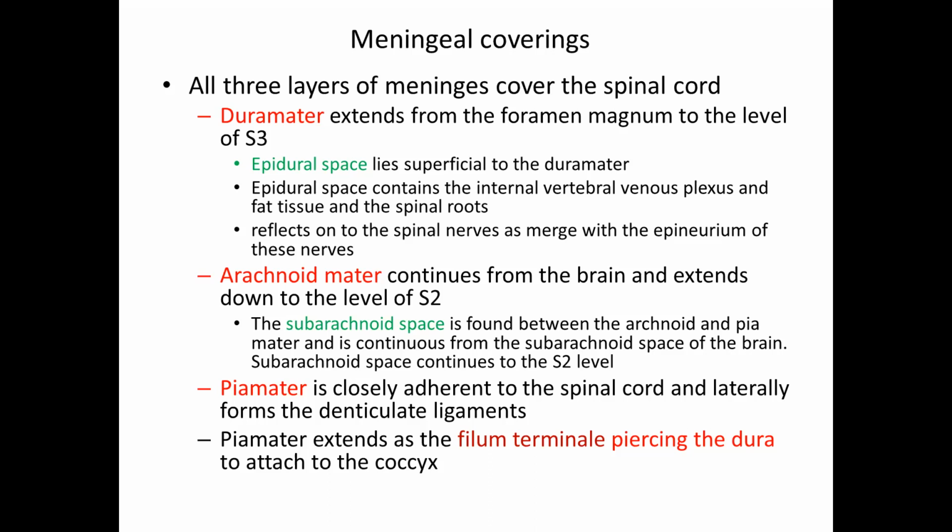Now, as you know, the pia mater is very closely adherent to the brain substance. Similarly, it is very closely adherent to the spinal cord, and it goes all the way down until the spinal cord finishes. It also forms what are called the denticulate ligaments, which attach the spinal cord to the vertebral column laterally. And then finally the pia mater forms what is called the filum terminale.